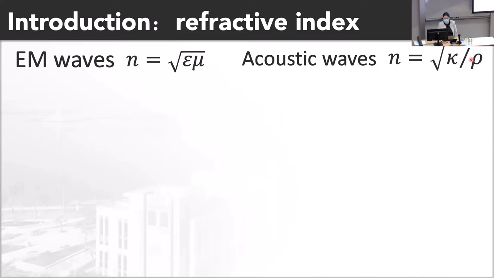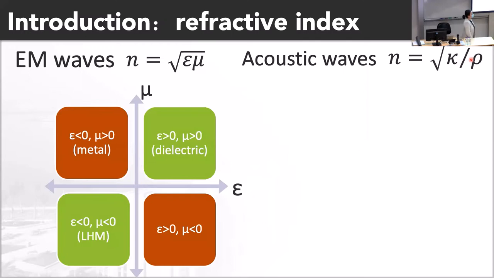This picture shows the parameter space, where if both epsilon and mu are positive, which is the first quadrant, then N becomes positive. This is the normal dielectric material where the wave can propagate. If it's in the second quadrant, where epsilon is negative but mu is positive, then their product is a negative number, and you take the square root, you get an imaginary number. So the wave vector becomes imaginary, and that means the wave will decay. So there's no propagation, that's why I use red. And this third quadrant is the famous negative refractive index material.